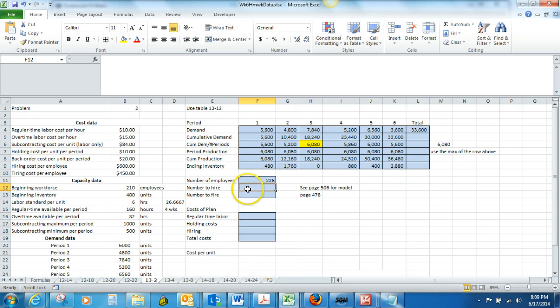And then what we want to do here is we want to find out if this is higher or lower than the number of employees that we have. So we want to take the max of this minus this, or 0.